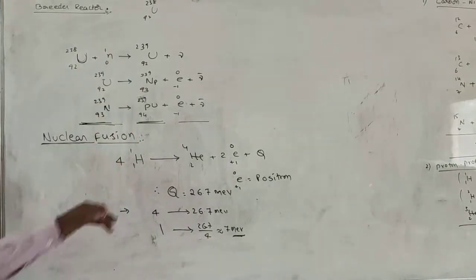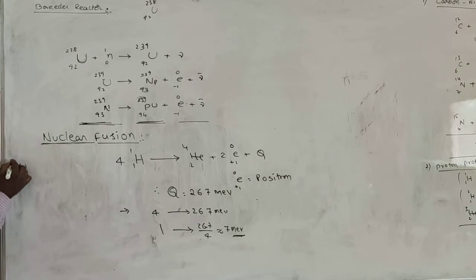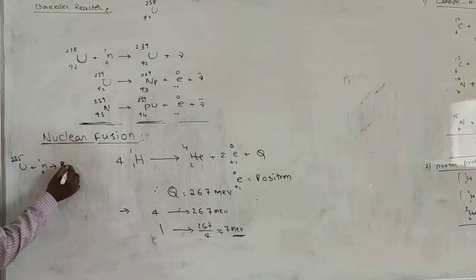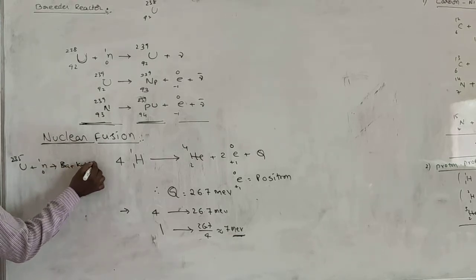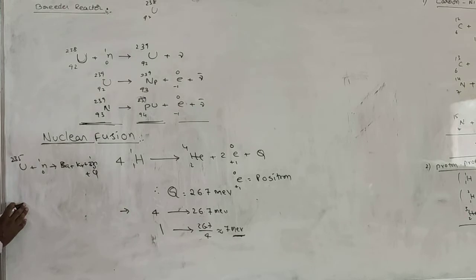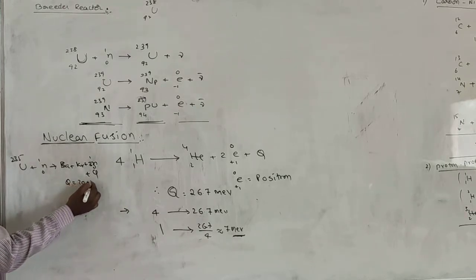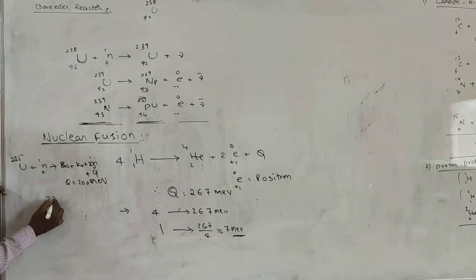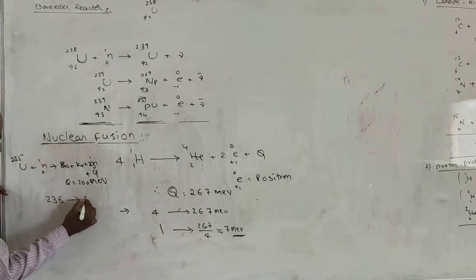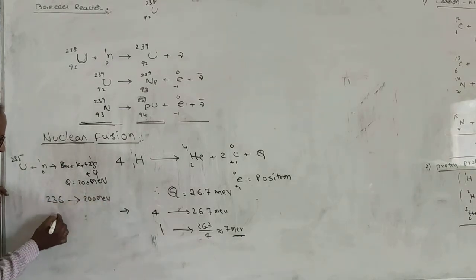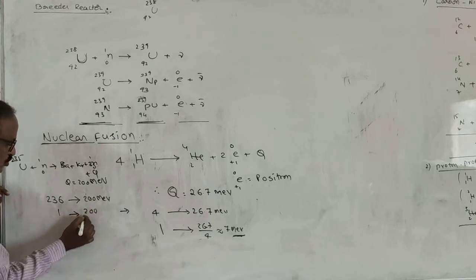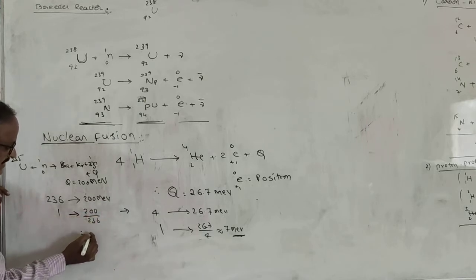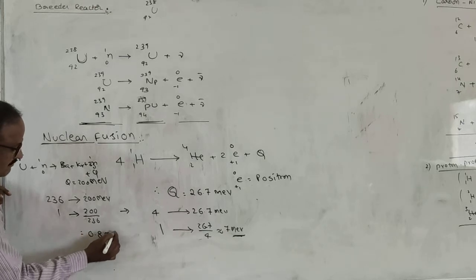But in the case of nuclear fission of the uranium atom, uranium-92-235 is bombarded with a neutron. It will split up into barium, krypton plus 3 neutrons plus energy. What is the energy here? 200 mega electron volts. How many nucleons are involved in the reaction? 235 plus 1. For 236 nucleons, energy released is 200 mega electron volts. For 1 nucleon, the amount of energy is 200 by 236. It is approximately 0.8 MeV.